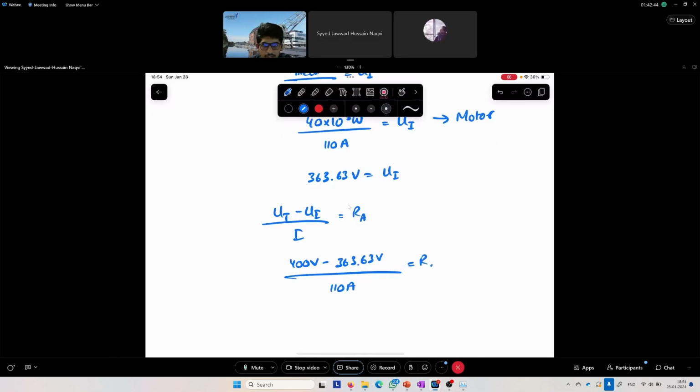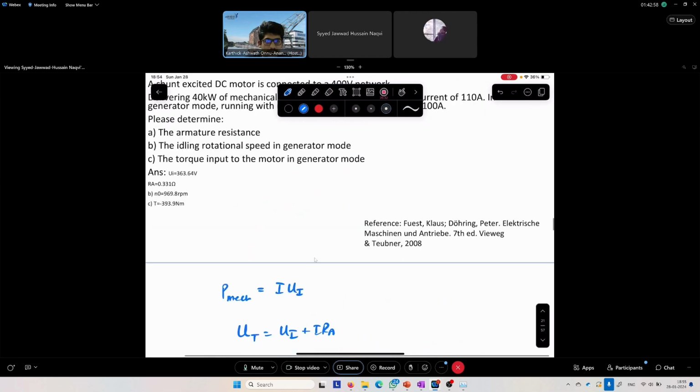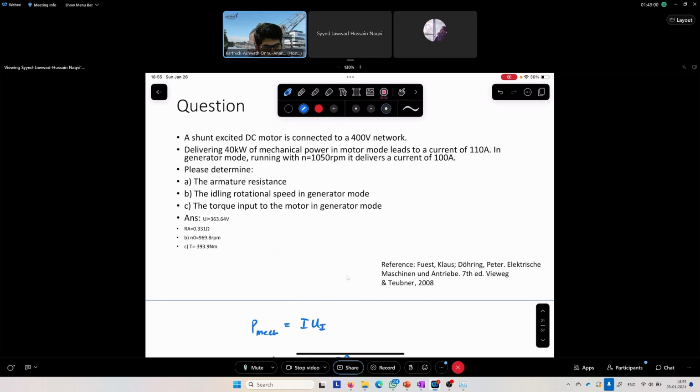So you have solved it correctly. What you did was you used mechanical power equals current times UI, and the mechanical power is given. From that you got UI, which is 363.63 volts. Then we take the equation UT equals UI plus I RA, substitute the UI in that, and you get the armature resistance. In the next step, you need the idling rotational speed.